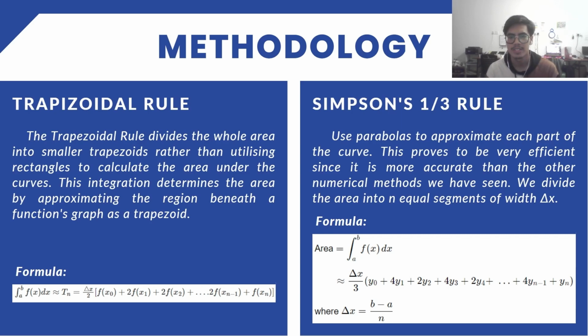To find the area with integration, we must integrate f(x) with respect to x and have upper and lower boundaries. So we have delta x, which is our step size h, divided by 3, times y0 plus 4 times y odd plus 2 times y even, and so on, plus yn.